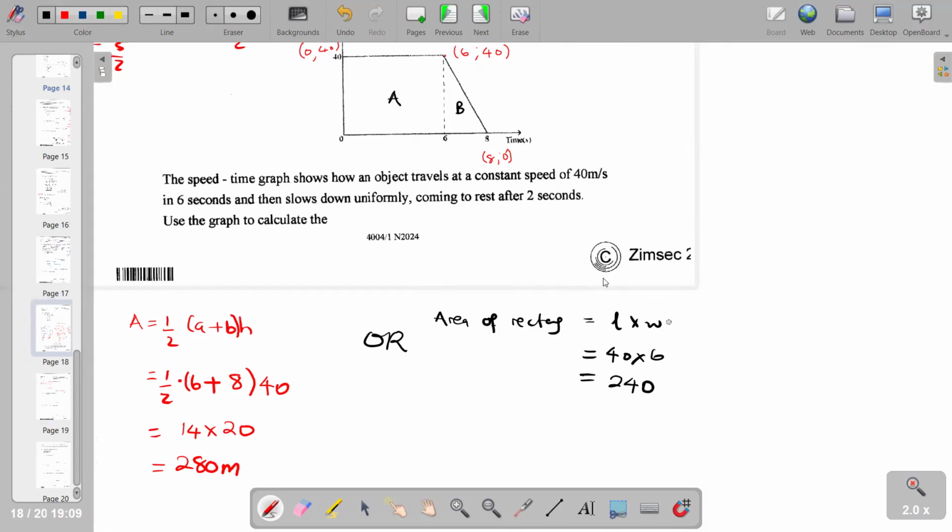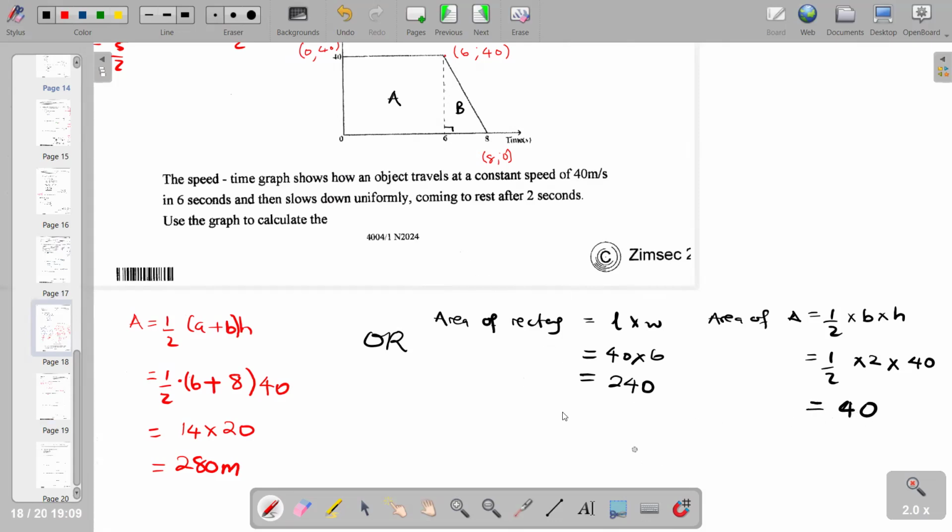Then we have shape B, which we put here. It's a triangle, a right-angled triangle. So the area of a triangle is equal to half times base times height, which is equal to half times the base from 6 to 8, which is 2, times the height. The height is 40, which is here. Then this is going to give us 40.